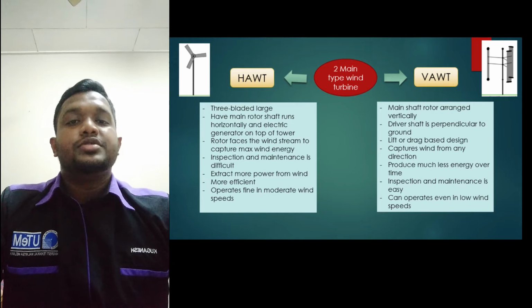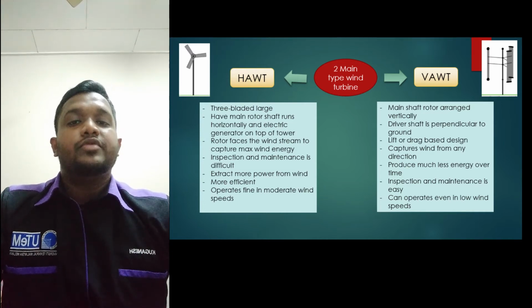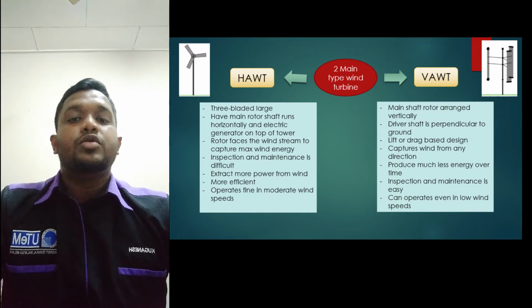Now we are going to see the vertical axis. The vertical axis turbine has the main rotor shaft arranged vertically, and the driver shaft is perpendicular to the ground. It has a lift or drag based design and captures wind from any direction. The vertical axis produces much less energy over time, but inspection and maintenance are very easy on the vertical type. The vertical axis also can operate even in low wind speeds.